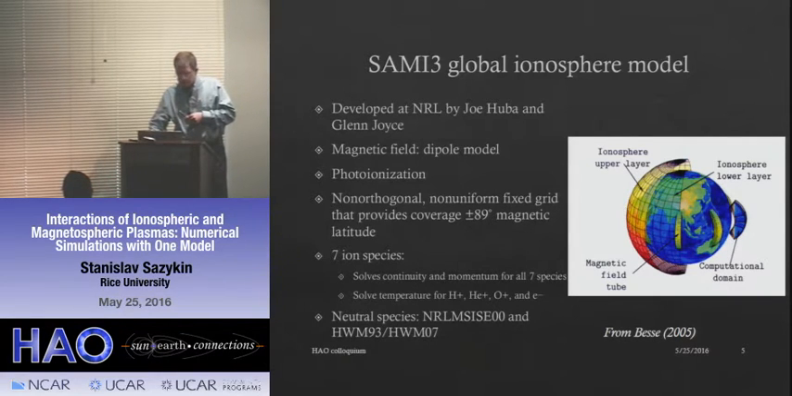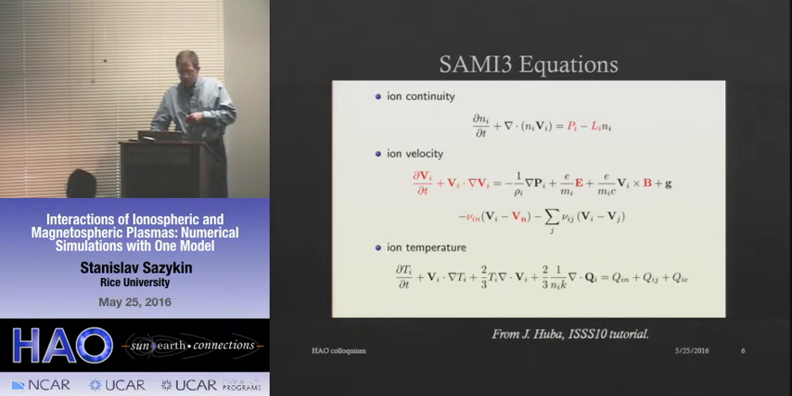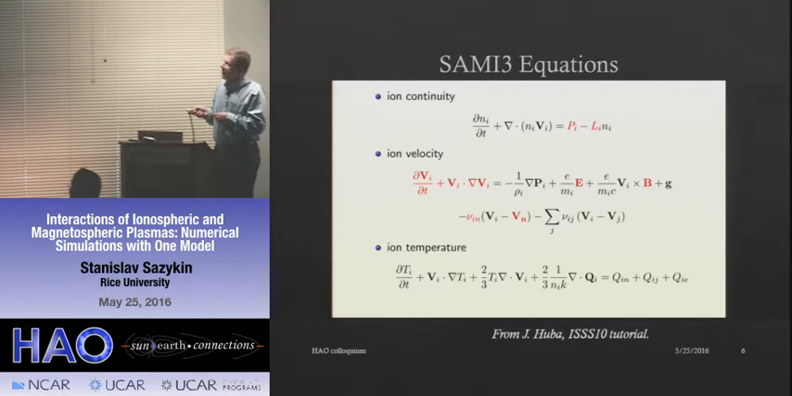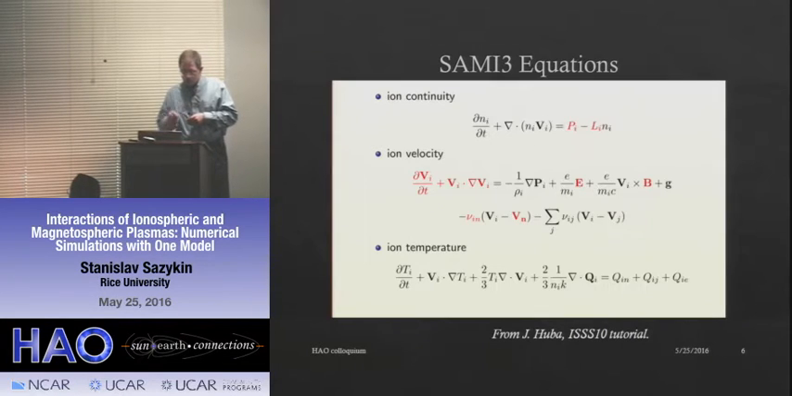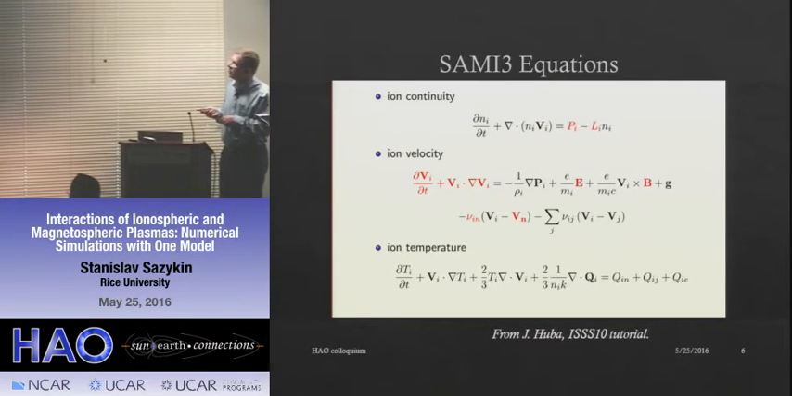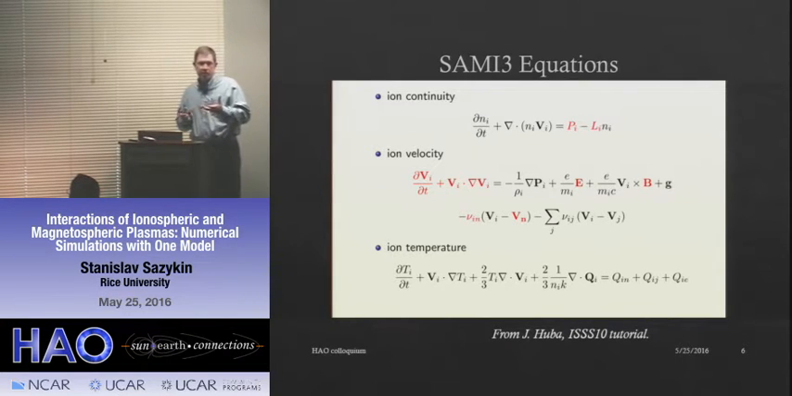Now, a couple of things make it unique and suitable for my purposes. First of all, let me talk about these equations. These are the standard equations that you would solve: the continuity equation for the ions, the ion velocity equations, ion temperature equations, and then the electron momentum equation and electron temperature equation. To solve these, you need a couple of things. One is this electric field that enters as a transport term. The electric field comes from two sources: one is the neutral wind dynamo, and the other is the magnetosphere. So you have to have some sort of magnetospheric input into these equations. You can't close them.